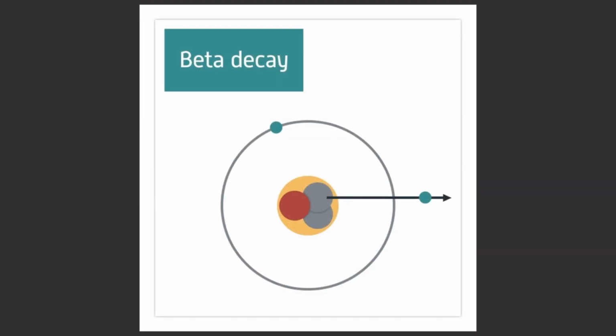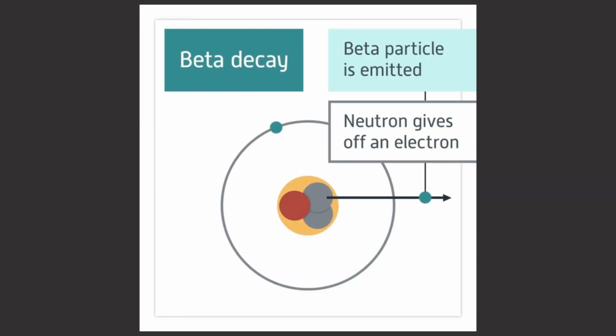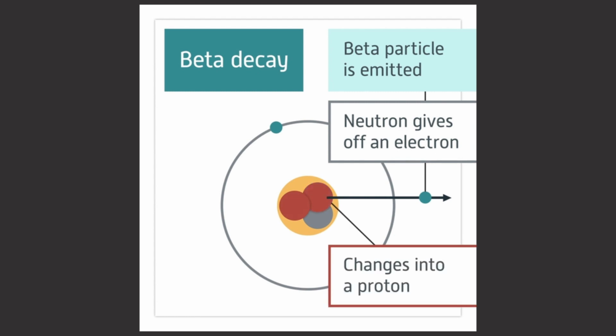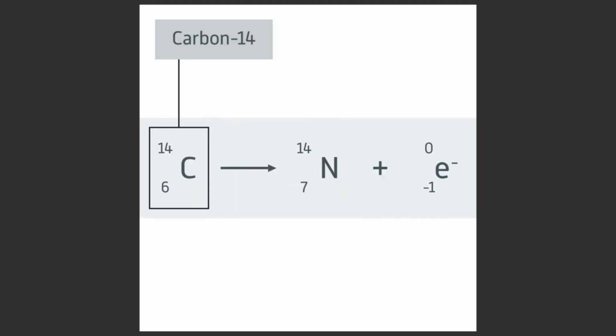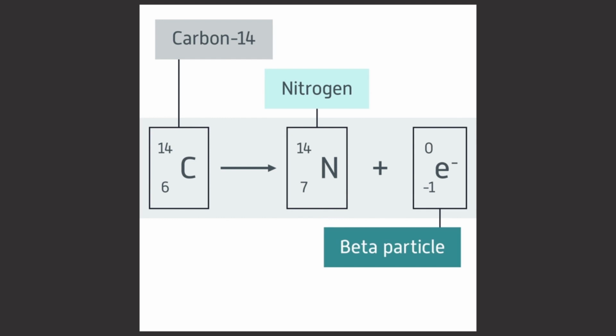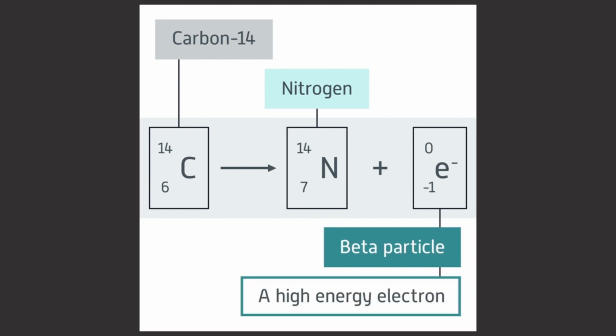Now let's look at an example of beta decay. A beta particle is emitted when a neutron in the nucleus gives off an electron and so changes into a proton. An example of beta decay is when carbon-14 decays to form nitrogen by emitting a beta particle. A beta particle is a high-energy electron. The chemical symbols are C forms N and e.